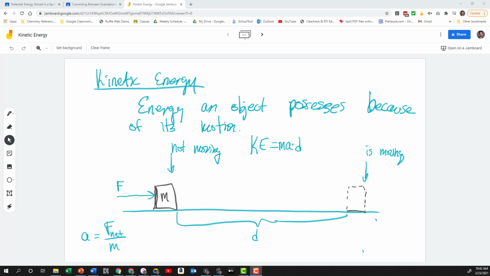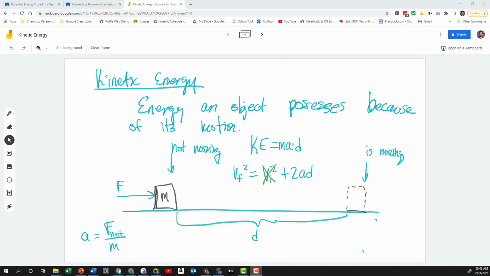From the fourth kinematics equation, we know that final velocity squared is equal to initial velocity squared plus 2ad, right? But what is our initial velocity in this scenario? It's 0, so we're going to get rid of it.